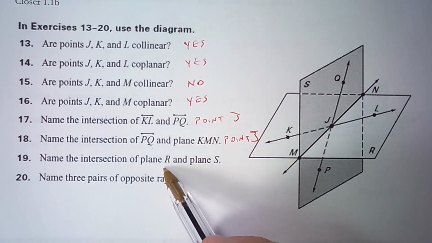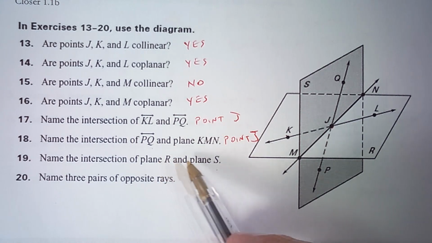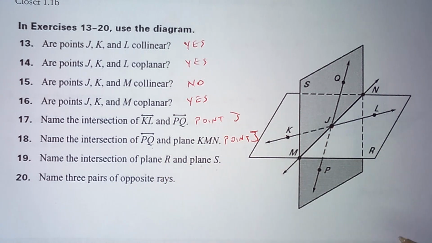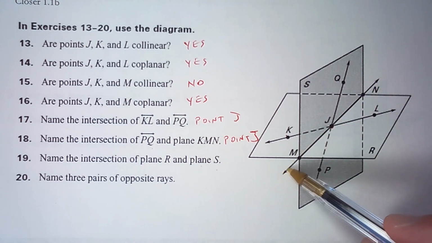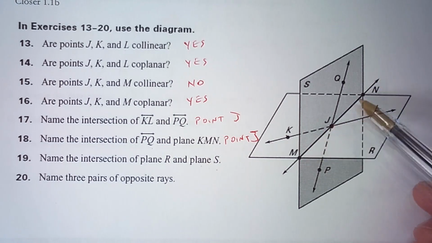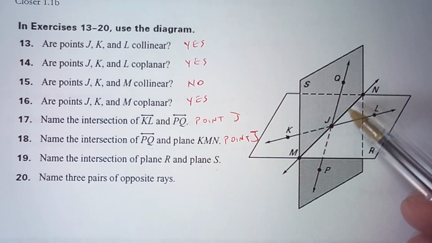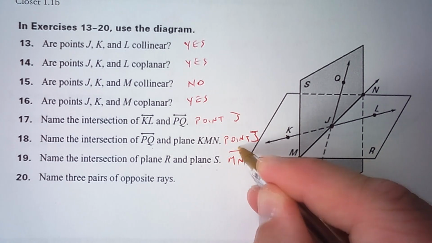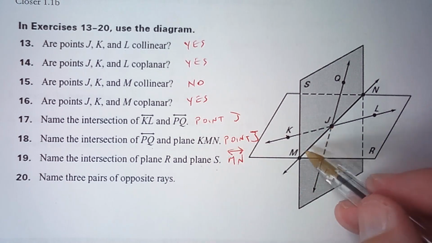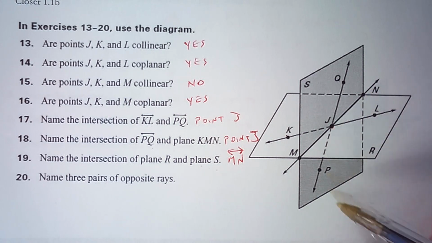The intersection of plane R and plane S. If 2 planes intersect, the intersection is a line. Plane R and plane S intersect along this line. I can use any 2 points, M, J, or N, to name it in any order. I will call it line MN. It could be NM, JM, MJ, JN, NJ.